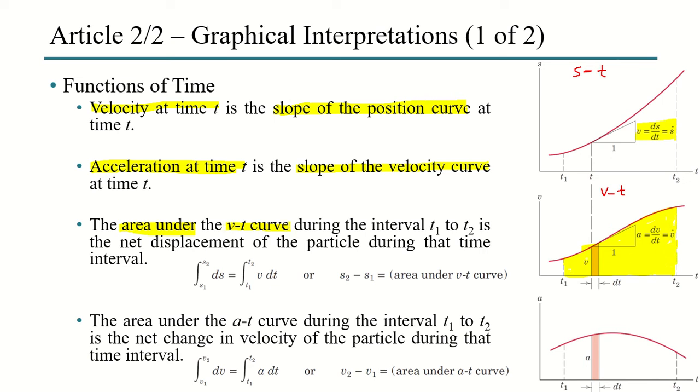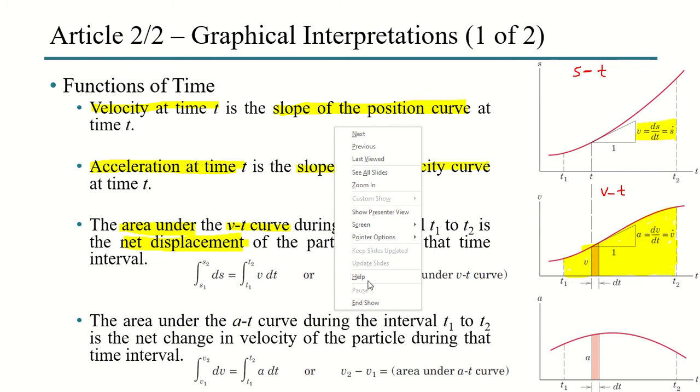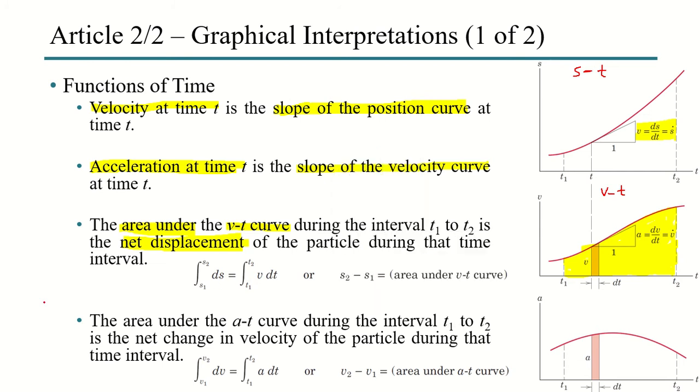So this is the displacement, or the net displacement of the particle during the time interval. To calculate s, we have to use the v-t curve, and make use of this formula. Where is this formula coming from? We have the velocity. Originally, the main concept here is that velocity is equal to the derivative of position with respect to time.